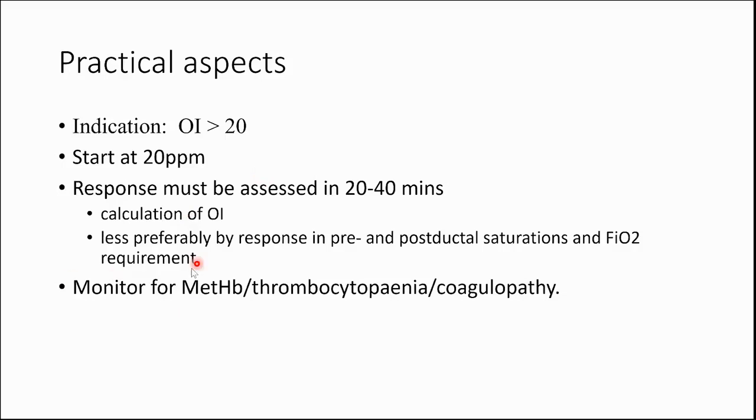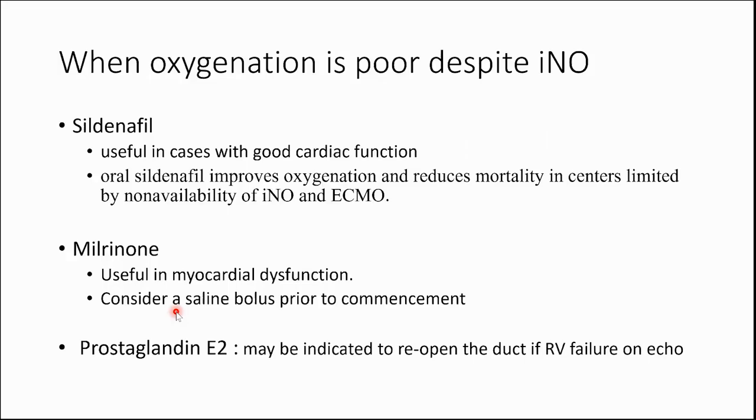In the literature, we find that methemoglobinemia, thrombocytopenia, and coagulopathy are associated with usage of nitric oxide. But at the dose of 20 parts per million, we generally don't see these side effects. So not to worry that much about those. Unfortunately, about 25% of the babies with PPHN do not respond to nitric oxide. Then we need some rescue therapies as well.